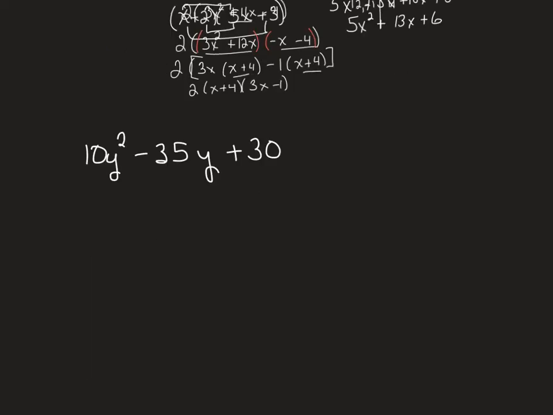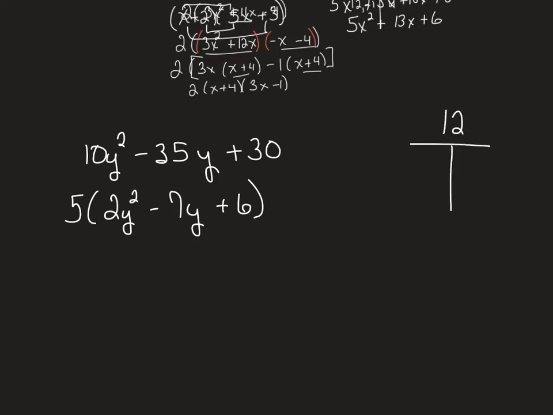Okay, here I have 10y squared minus 35y plus 30. Notice 5 goes into each of those coefficients, so I'm going to factor that out, which will make it easier to factor the trinomial. So we have 2y squared minus 7y plus 6. Because the middle term's negative and the last term's positive, both of those inside factors are going to be negative, but 2 times 6 gives me 12.